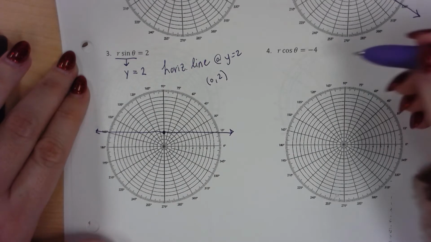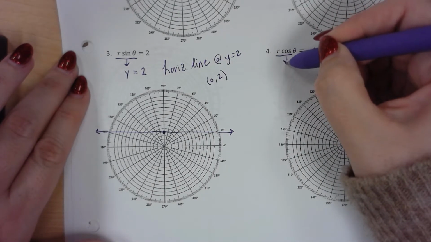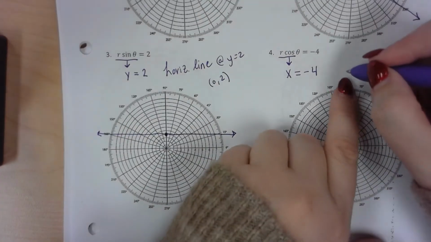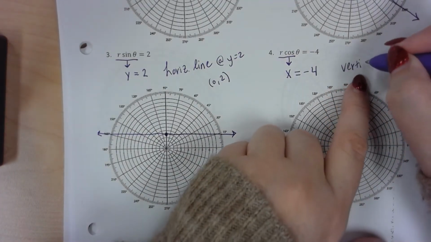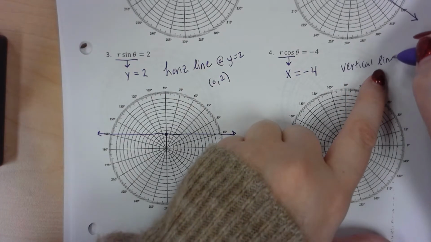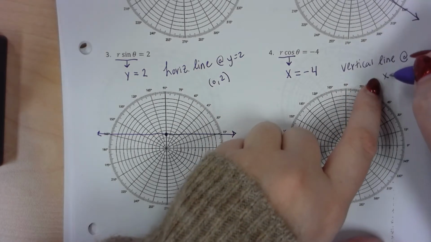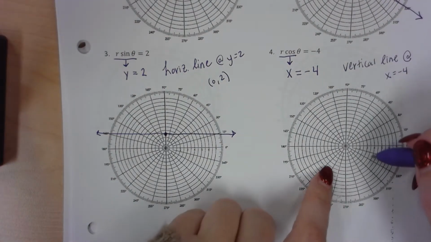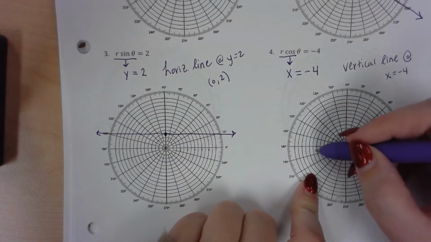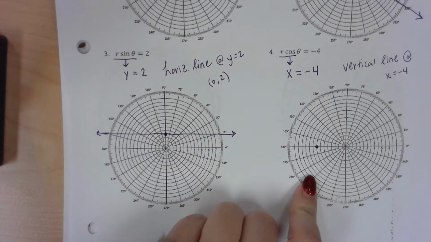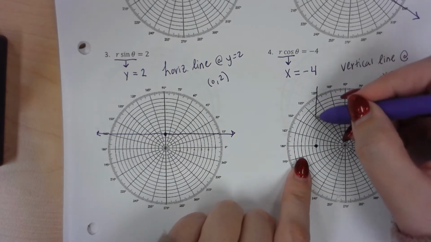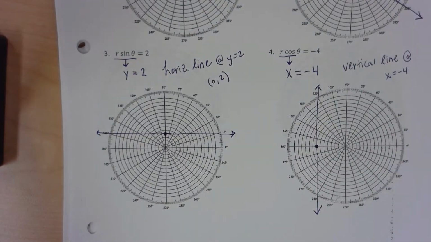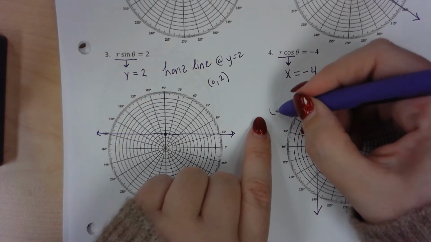Okay, with number 4, r cosine is the same thing as x. So we have x equals -4. So this is going to be a vertical line at x of -4. So we're going to go where x is -4, should be right here, and we're going to make a vertical line. So our only intercept there is -4, 0.